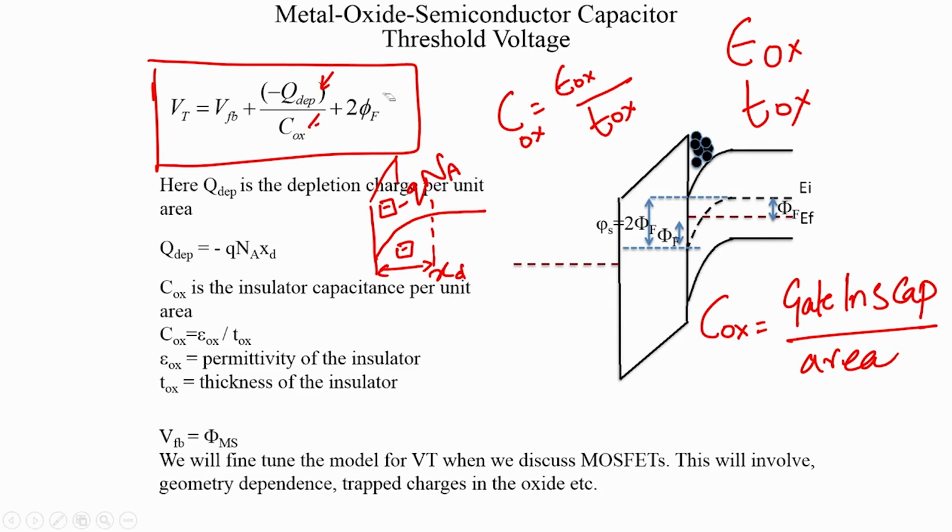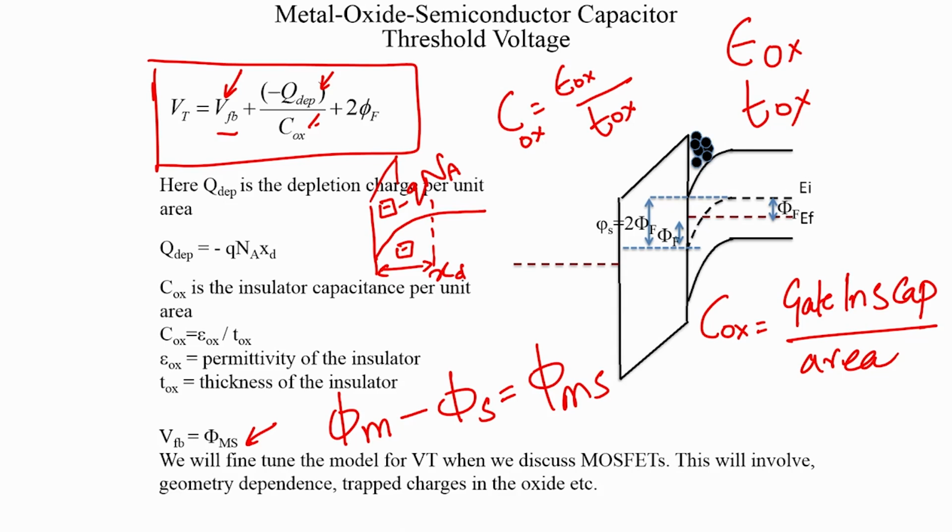What is VFB? VFB is simply your phi ms, that is what is driving all this. So, it is the phi m minus phi s, okay, we call that phi ms. So, you understand what VFB is. Now, VFB can have more complications, we will come to these things later on, but for now it is phi ms. And what are these complications? These complications are that you could have charges trapped in the oxide, so that is one complication that we will look at. So, that will change the flat band voltage, but for now your VFB is simply phi ms, that is the driving force for all the band bending at equilibrium.